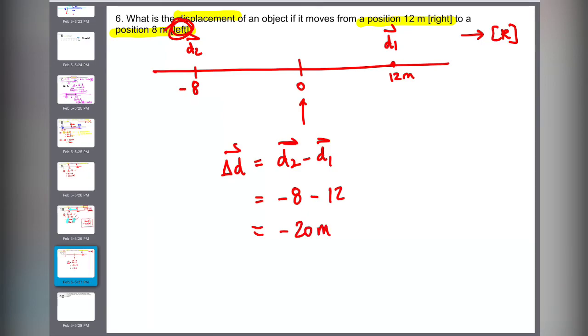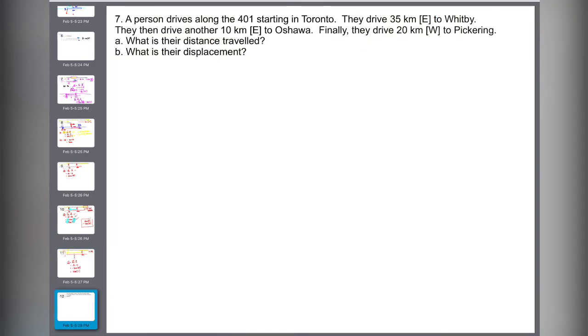Okay, right or left? I know I traveled to the left. I know I went this way, right? D1 to D2. I started at 12 and I go that way. The answer is negative 20 right or a positive 20 left. You get used to the format.